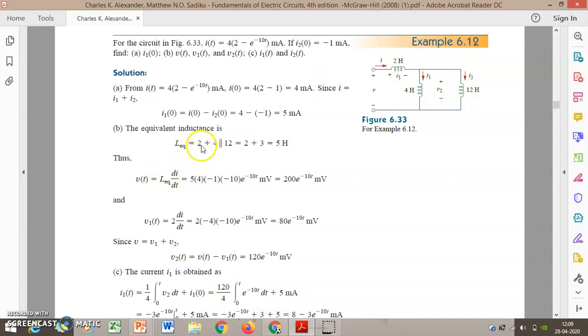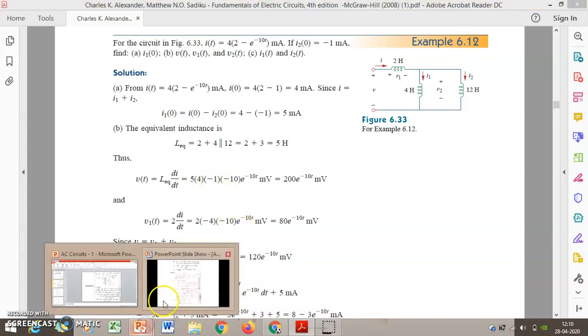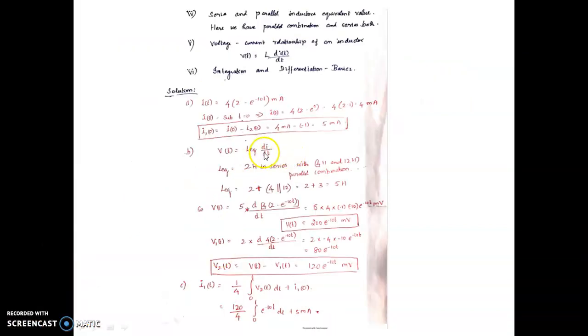So equivalent inductance is nothing but the series and parallel connection formulas. Here we have 2 inductances connected in parallel, and this parallel combination is in series with 2 Henry. So first parallel this 4 and 12 Henry, which will be 3, and add it to 2. So you'll get 2 plus 3 equal to 5 Henry. Substitute this 5 Henry here. And what is this di by dt? Di by dt is, you have been given with it, substitute that I here and differentiate with respect to t. You'll get the answer. I'll show the differentiation which I have done before.